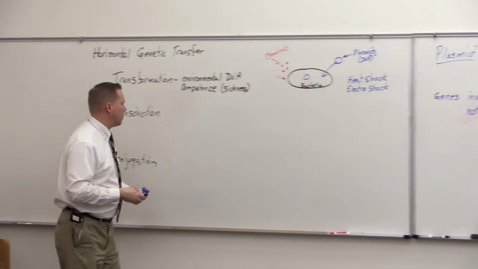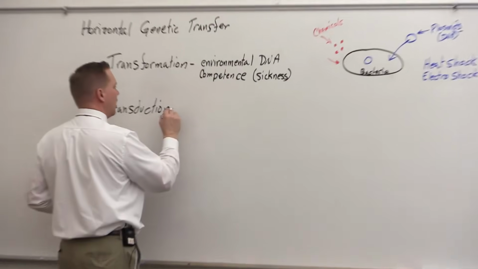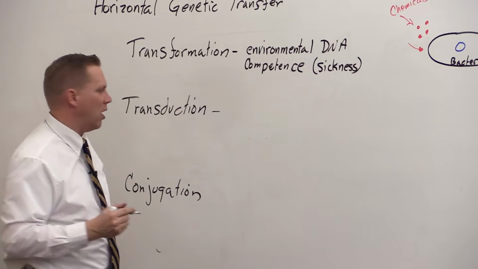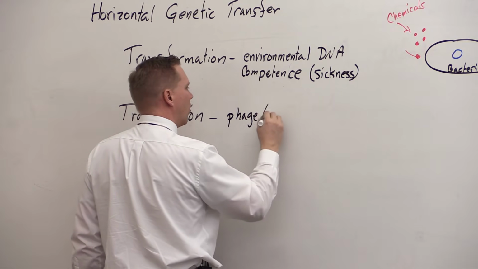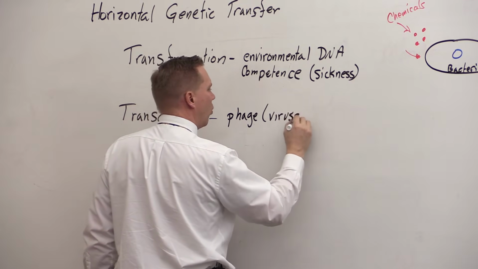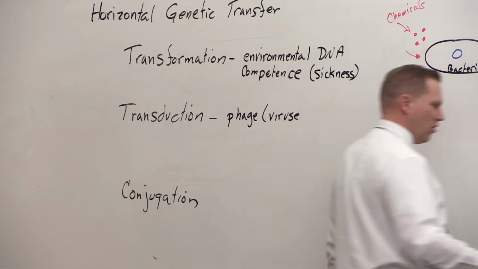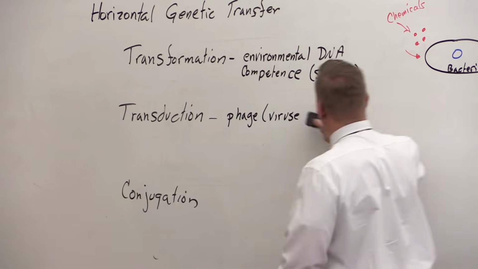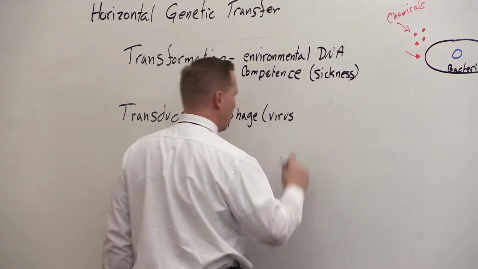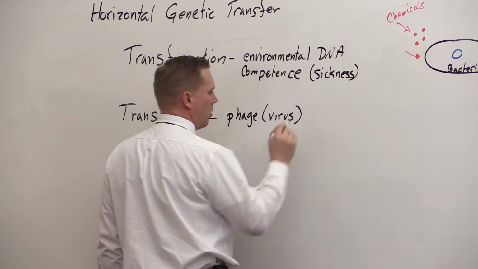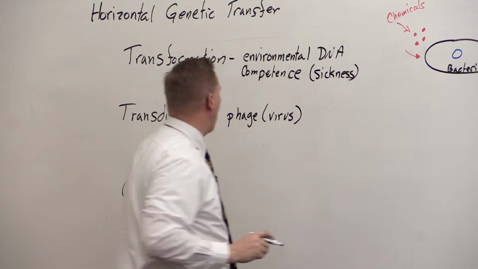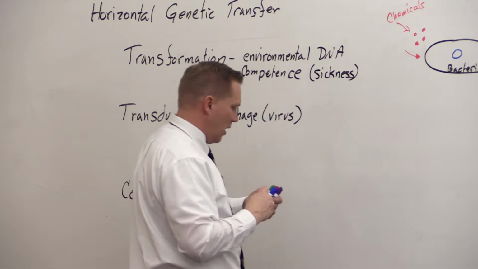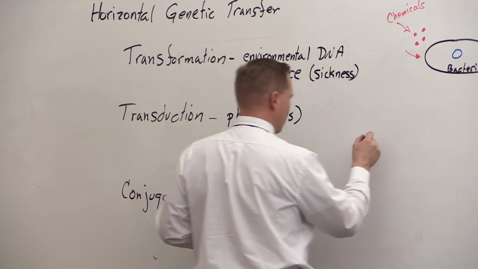So in our next method, transduction, some words that you should associate right here are phage or virus, a bacterial virus, which is known as a phage. And so transduction involves viral transfer. This one is a little bit more complicated because we actually have two cells.